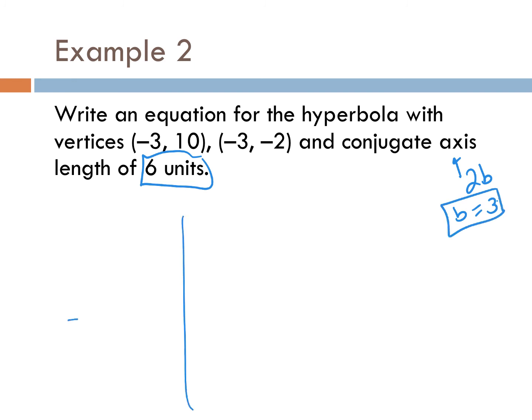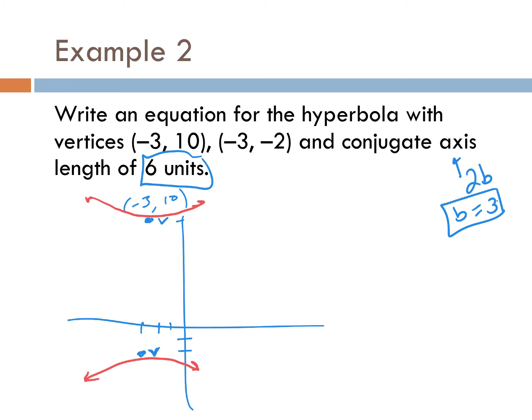Now if I sketch the vertex points, which is at (-3, 10), which is way up here, that's one vertex point. We'll label it V. And then (-3, -2), that's another vertex point. Noting that the vertices are oriented vertically again, I know my hyperbola is going to look something like this, where it's oriented vertically. Since it's oriented vertically, it's going to have this form: (y - k)^2 over a^2, and then (x - h)^2 over b^2 equals 1.